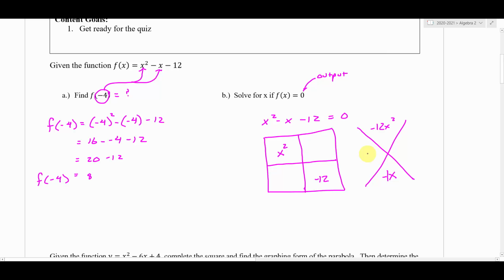All right. So the correct pair of numbers, and hopefully you thought about it for a little bit, is negative 4 and 3. Okay, so think about it. Negative 4 times 3 is negative 12, and negative 4 plus 3 is negative 1. So this is the combo we're looking for.